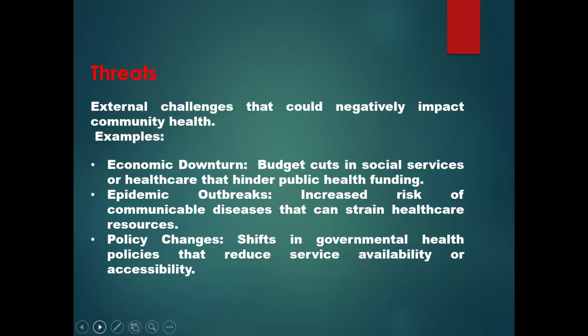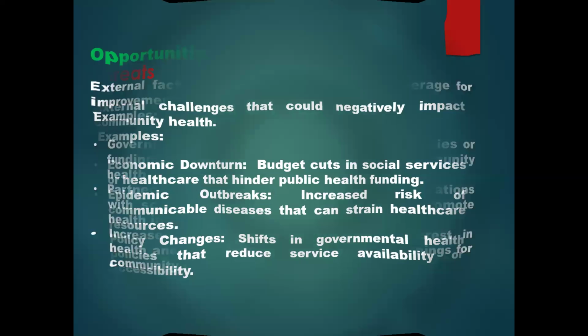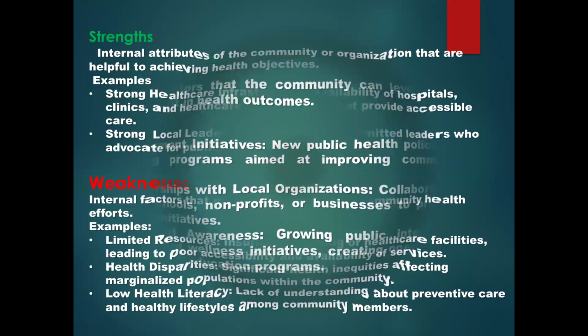Then lastly, SWOT analysis helps you to do what is known as stakeholder involvement. By the time you have known their strength, weakness, opportunities, and threats, you'll be able to have detailed discussions with the stakeholders and involve them in the program. So these are the components of community situation analysis.